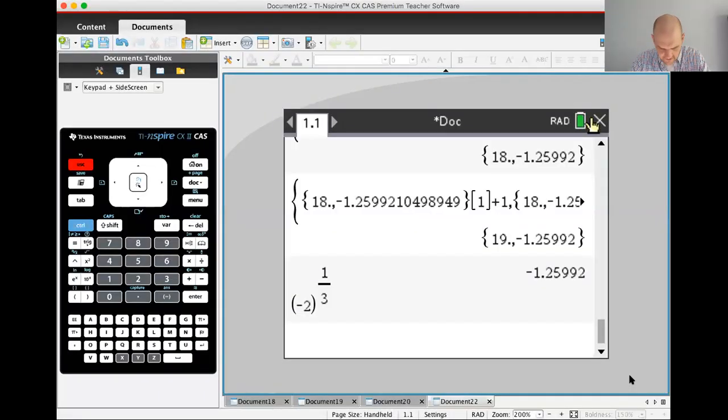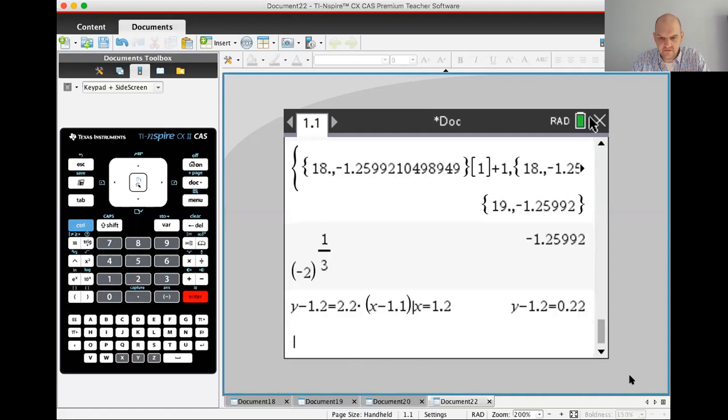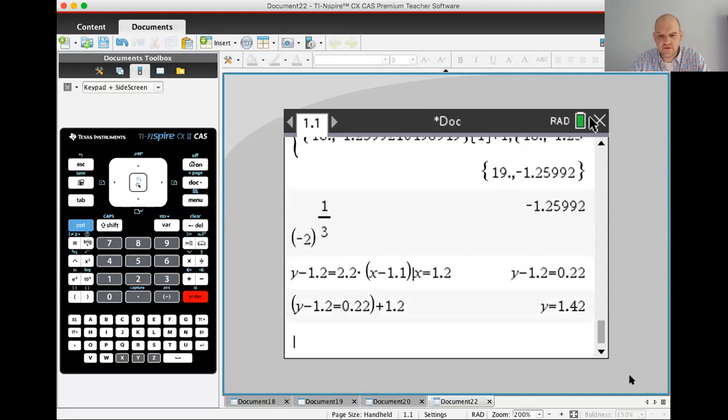Okay, so what did I have? I had y minus 1.2 equals 2.2 times (x minus 1.1), such that x equals 1.2. And then, yeah, I got that right. 1.2. What are you doing, brain? Okay, so I got the numerical value correct, I think.